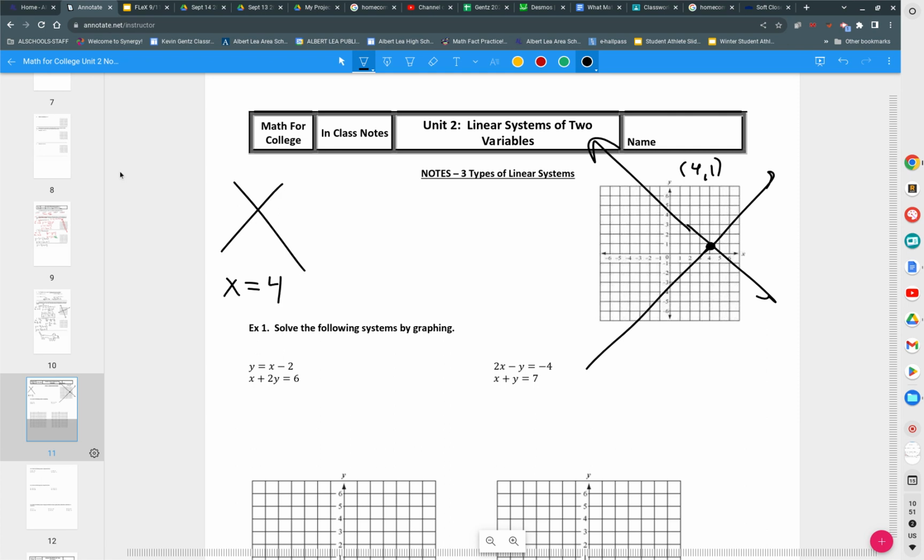But not all lines intersect. What kind of lines don't intersect? Parallel lines. So if you have a set of lines that look like that, they will not intersect. Well, what will the solution be when you have lines that don't intersect? The solution is going to be something like this: 4 equals negative 8. Is 4 equal to negative 8? No, it's not. And that's the indication that there is no solution.